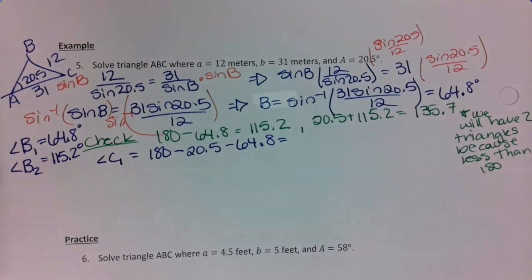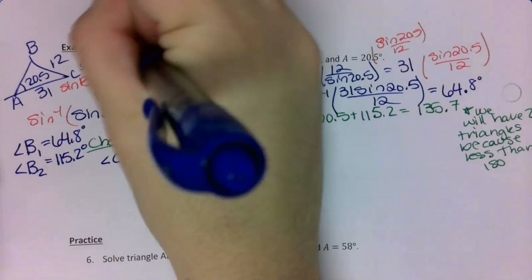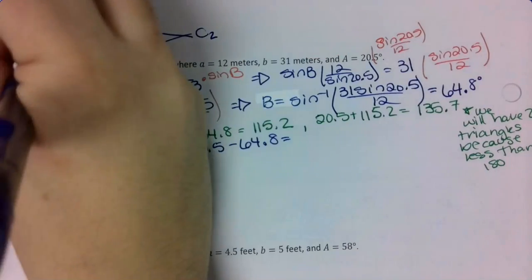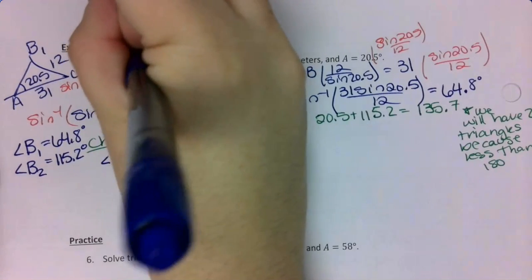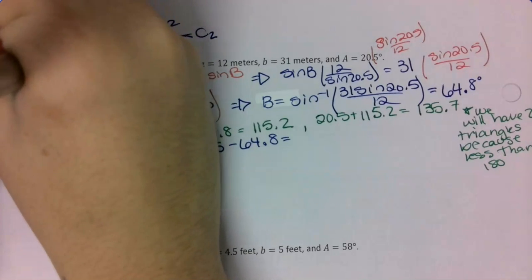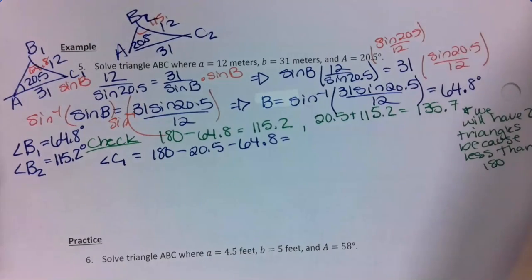So on this problem, the most important thing is making sure I'm matching up my triangles together. It might be helpful to draw two separate triangles to kind of keep it organized, which I'll do right here. The information they give me is going to be the same for both, the angle and the two sides, and then anything I find after is what changes. So what's my angle for C1?